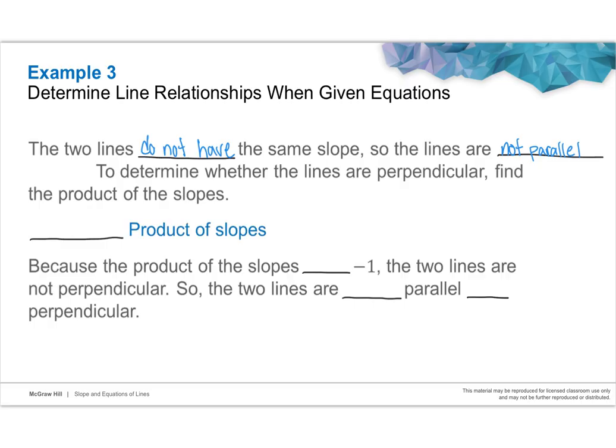But to determine whether they're perpendicular, we're going to find the product of those slopes. We had 2, which again we can call 2 over 1 if we wish, times 1/2. And when we multiply those two slopes together, we get a positive 1. The product of the slopes was not negative 1, so the two lines are not perpendicular. So we are saying that the two lines are neither parallel nor perpendicular. We end up with a neither outcome.